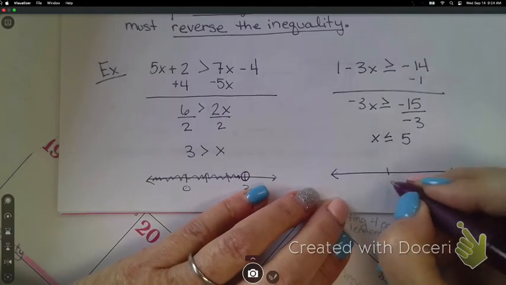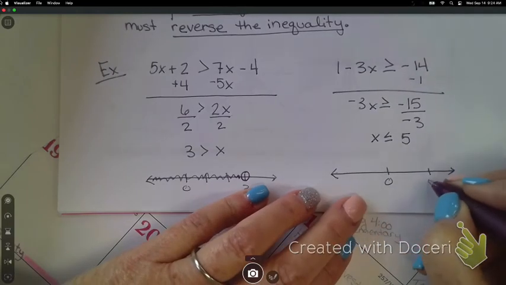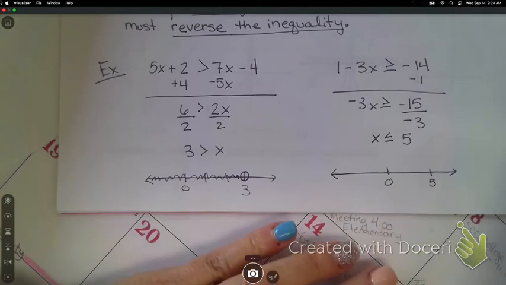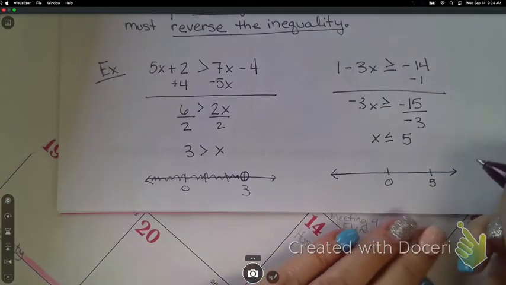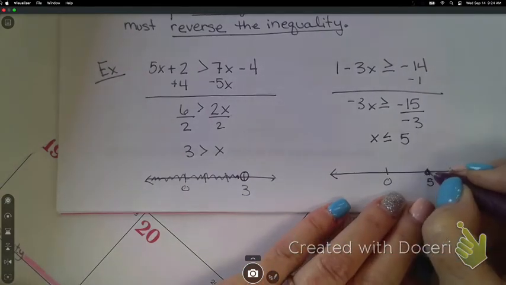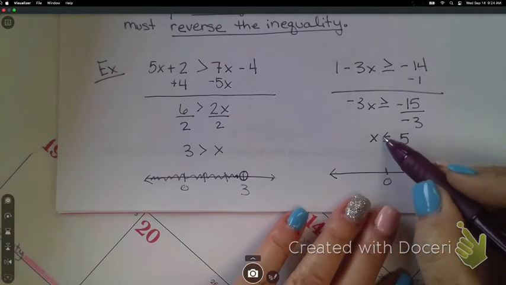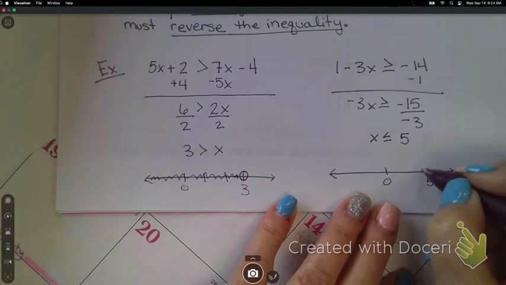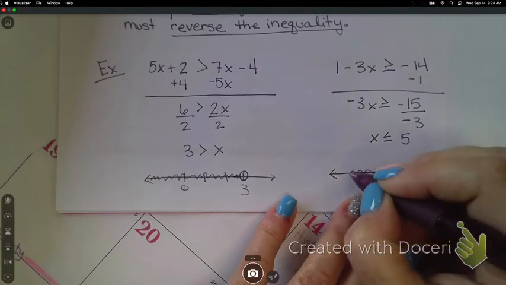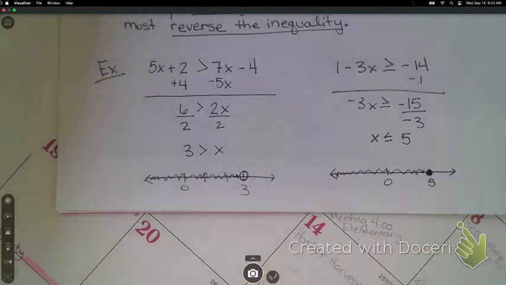So I need 0 and 5. You don't have to put all the dashes. Open or closed at 5? Closed. Left or right? X is less than, so left. Same thing.